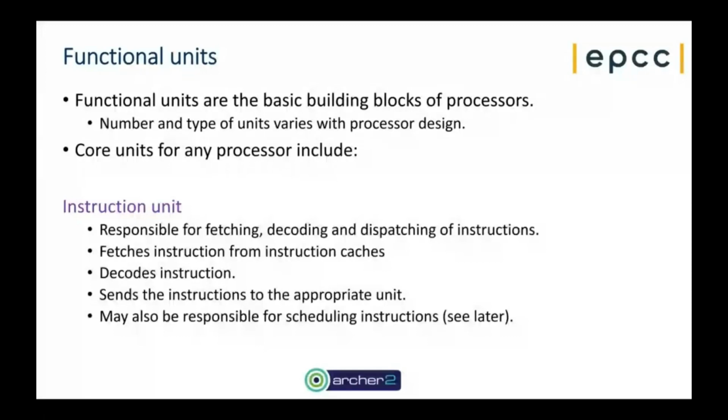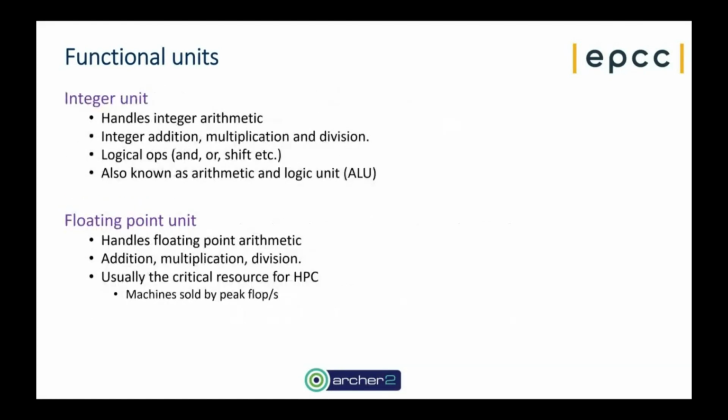So if we look inside the individual processor itself, we'll have these multiple functional units. It's a basic building block of the processor. These do vary by processor. An Intel Xeon processor of a particular flavor may have a different number and configuration of functional units to an AMD processor. But fundamentally, we'll have a unit responsible for fetching, decoding, and dispatching instructions. This is what runs your program. There'll be an instruction unit, and then maybe one or more integer and floating point units, things that do integer arithmetic and things that do floating point arithmetic.